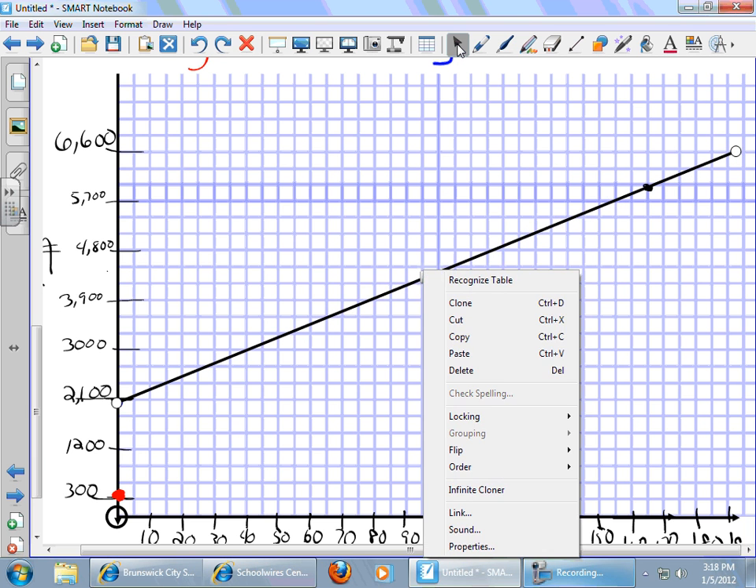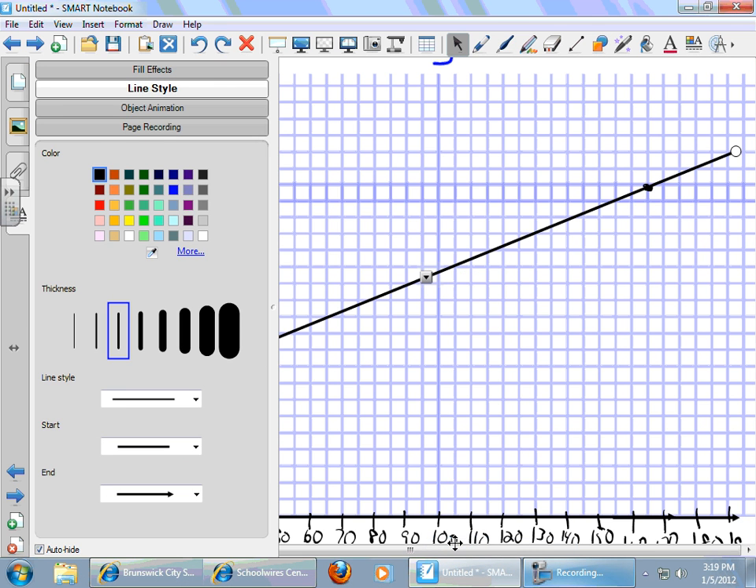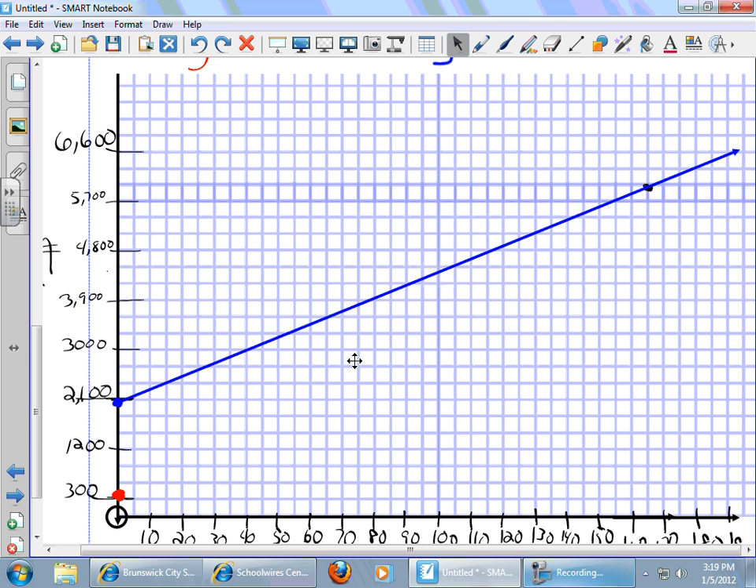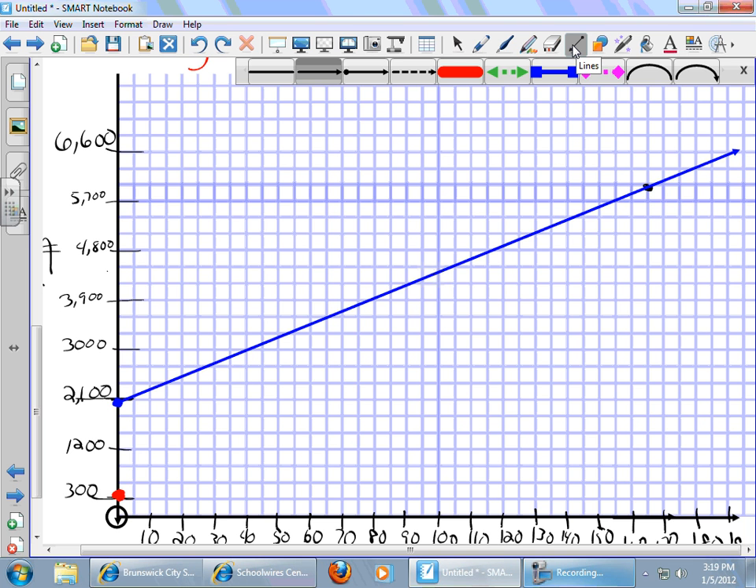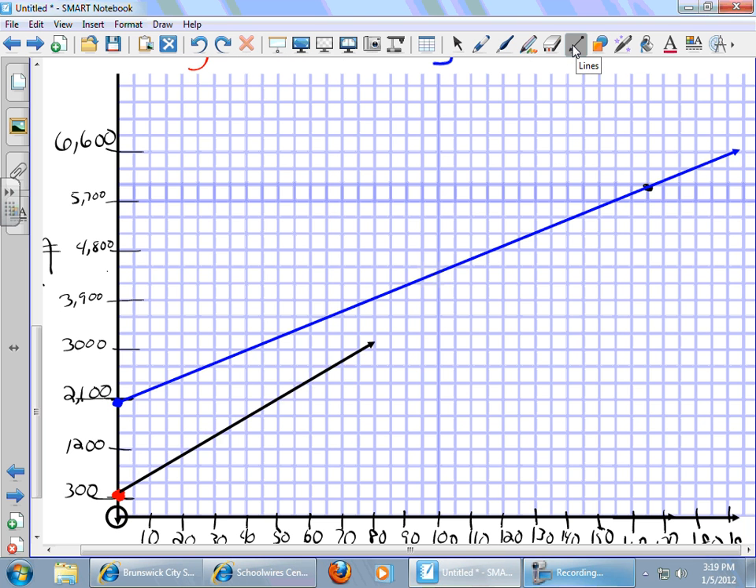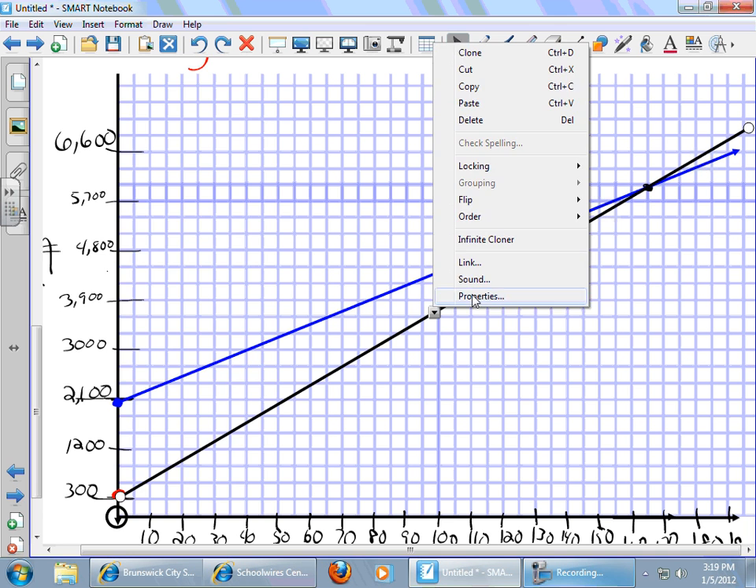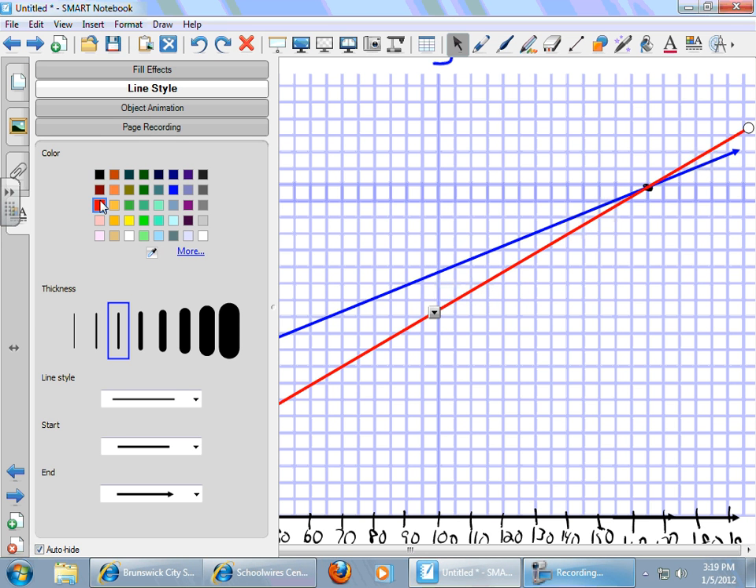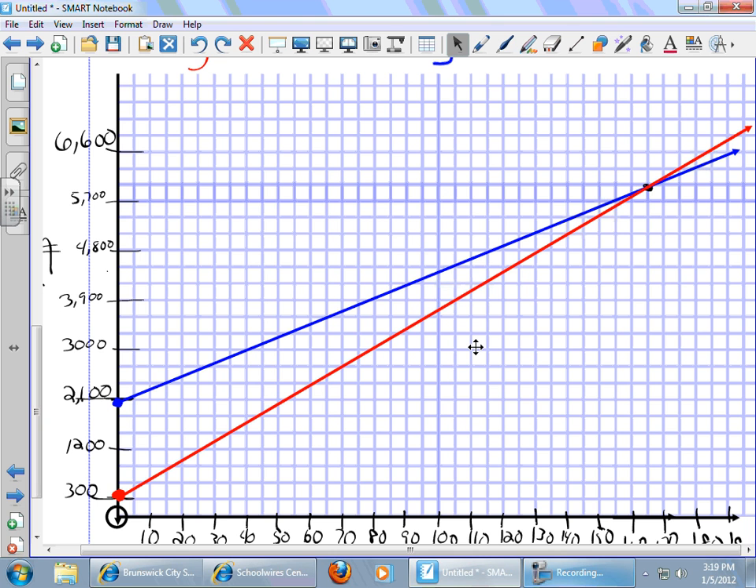And let me turn him blue so you can remember which one's which. Excuse me. And now I'll draw the red one. Okay, and the red one will be there. Okay, now look at this. Remember that the y-axis tells you the cost.